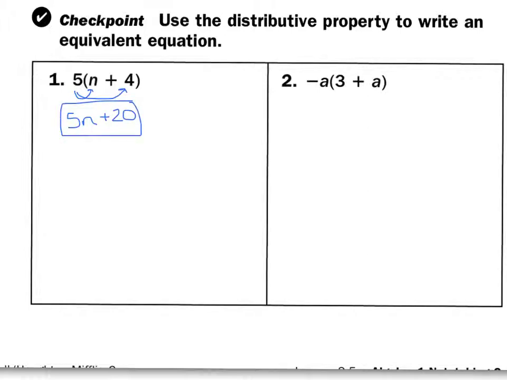And in 2, this is almost like saying you have a negative 1a, if it helps to have a number in front of it. Negative 1a times 3 is going to give you a negative 3a, and negative 1a times a gives you a negative a squared, because you did a times a, and that is your answer.